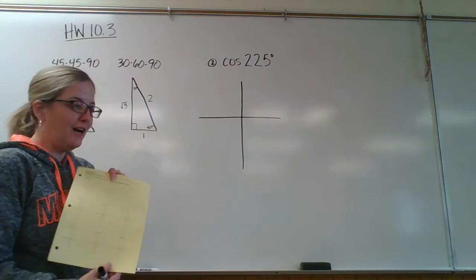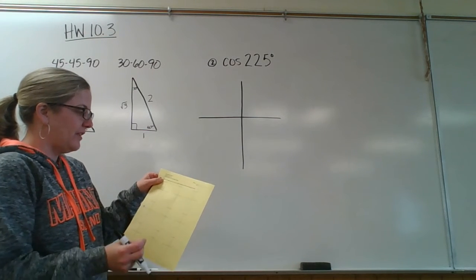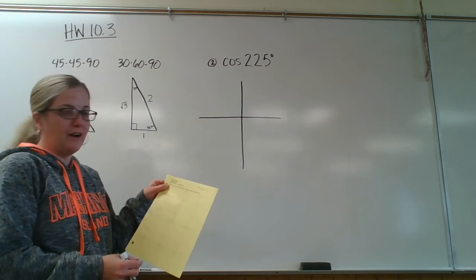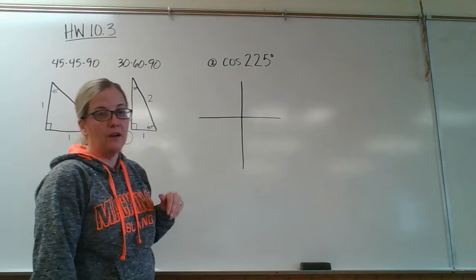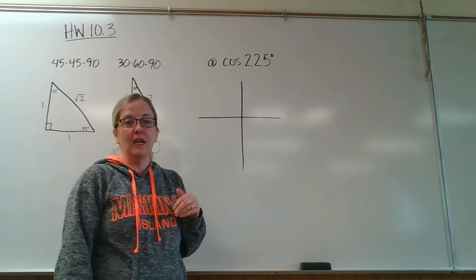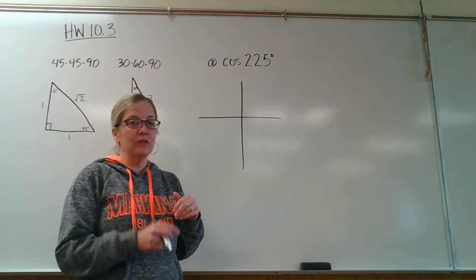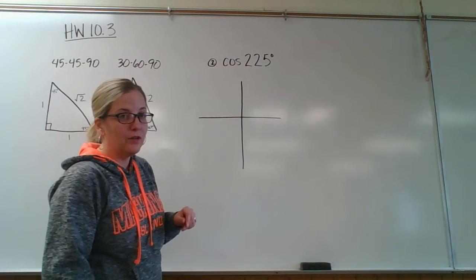Okay, so let's talk about how to find this. It says draw the angle, use the special right triangles to find the following trig ratios. So here's the deal. They want me to find the cosine of 225 degrees. Okay, we've learned how to draw this angle, so let's go over that. Draw the angle 225 degrees.